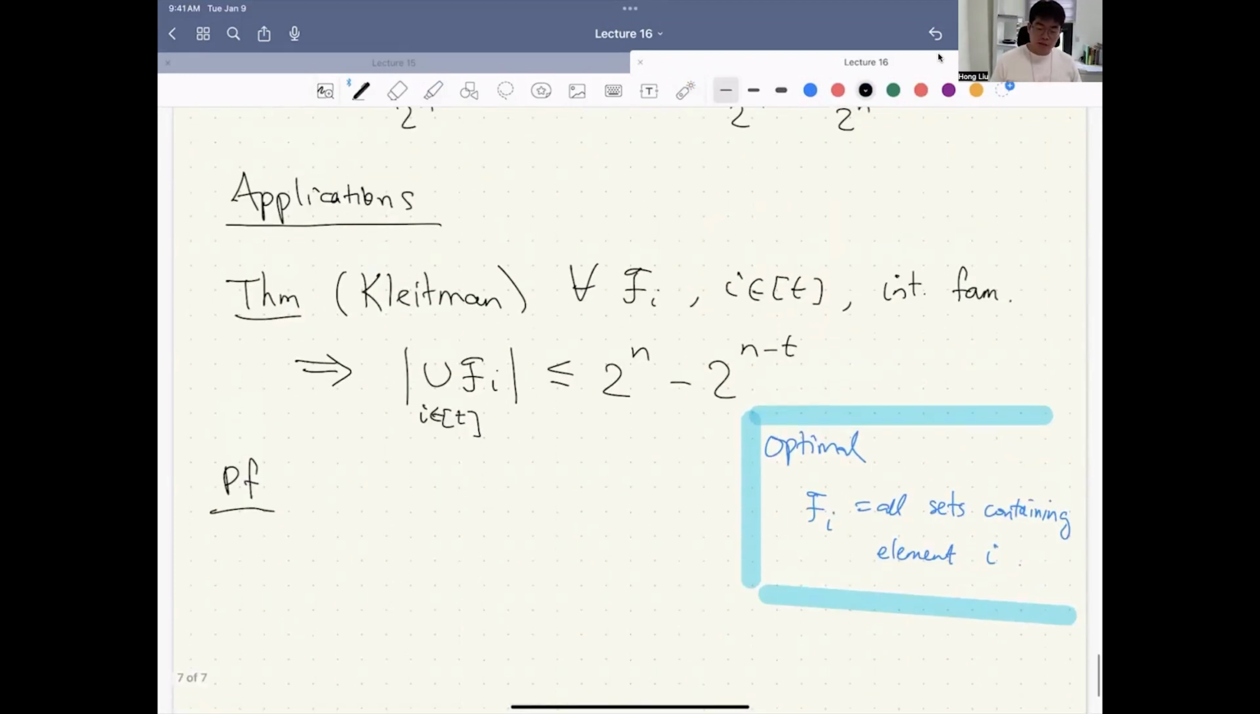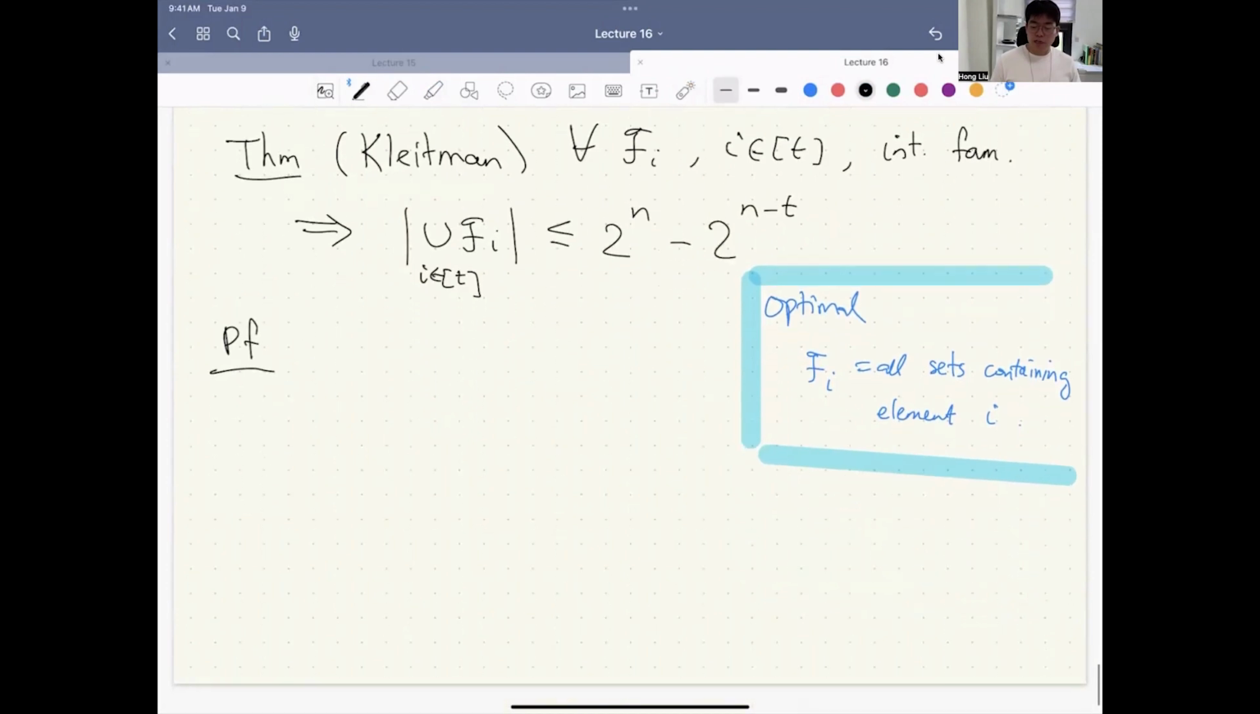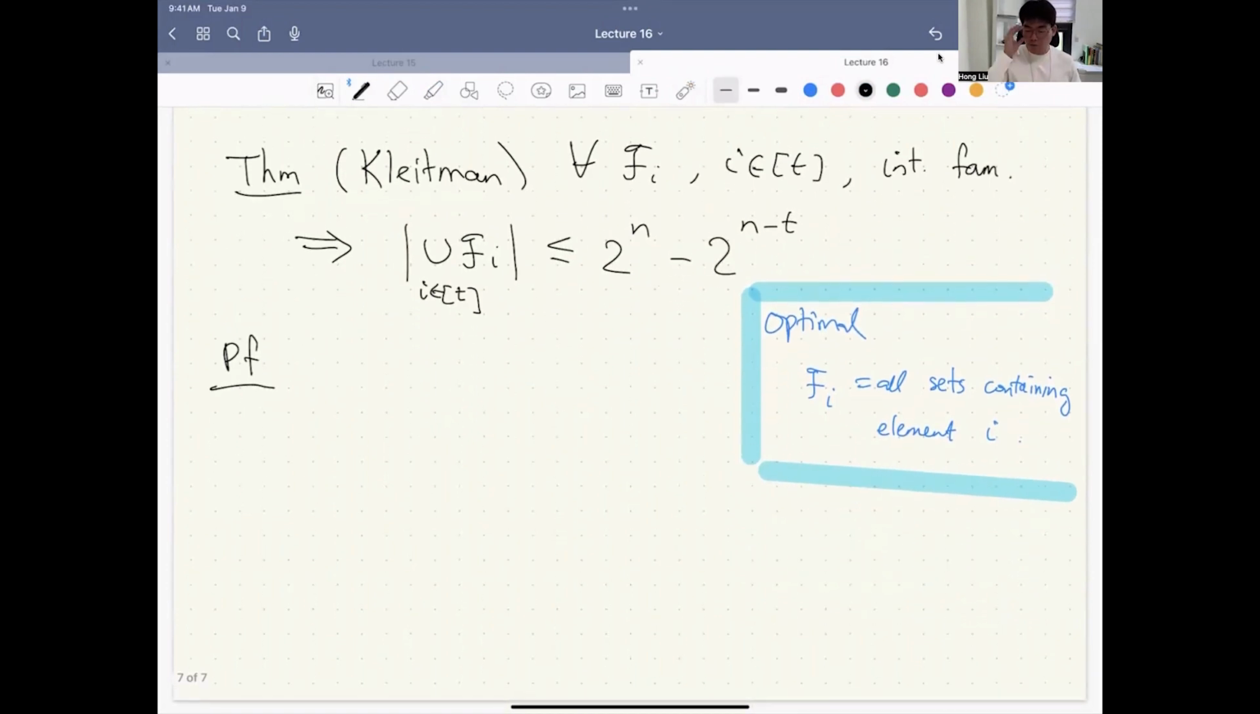We have already said this is applications of the Harris-Kleitman inequality. So we have to somehow use this correlation inequality. What we do is we use induction on t, first of all. The base case t equal to 1, we've done it already by the proposition before.